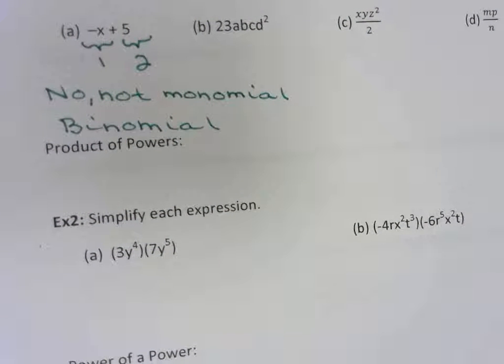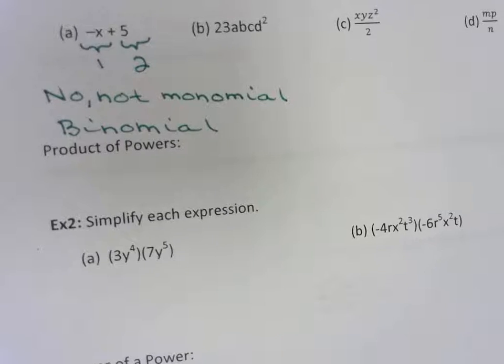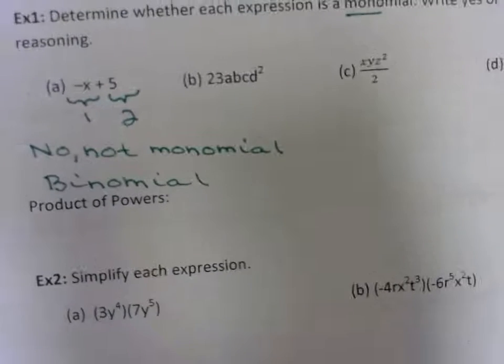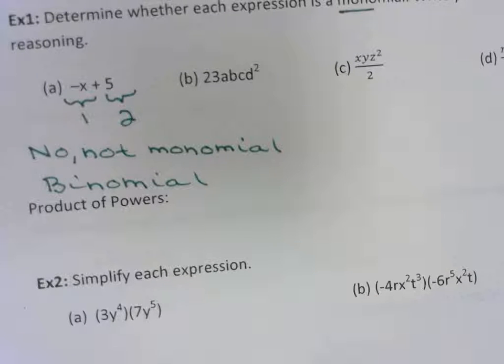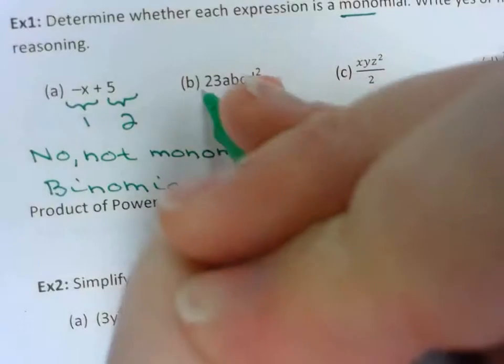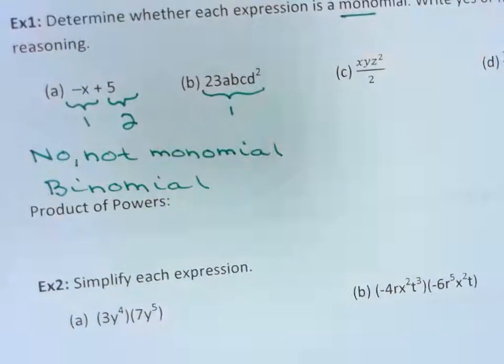Okay. So a term is separated by plus or minus. So that's two terms. Any questions so far? Okay, let's look at B. If I look at B, I want to ask myself, is this one term or is it more than one term? How do I tell whether there's more than one term? It has to be separated by plus or minus. Is there any plus or minus here? Am I adding or subtracting anything? No. So this is only one big term.